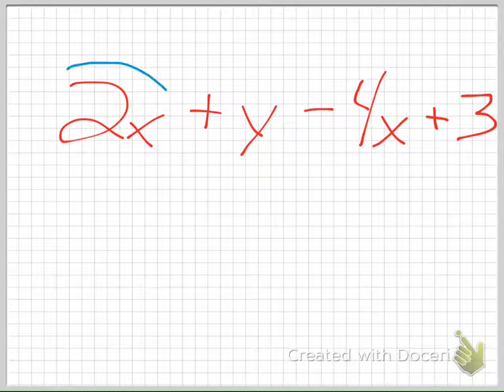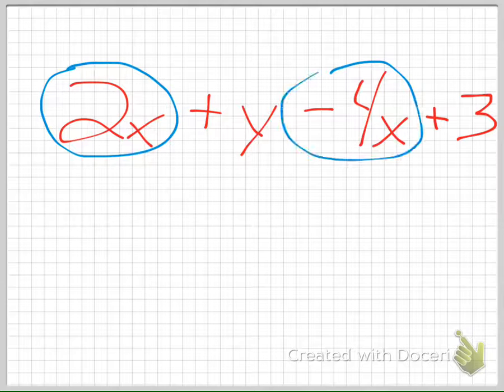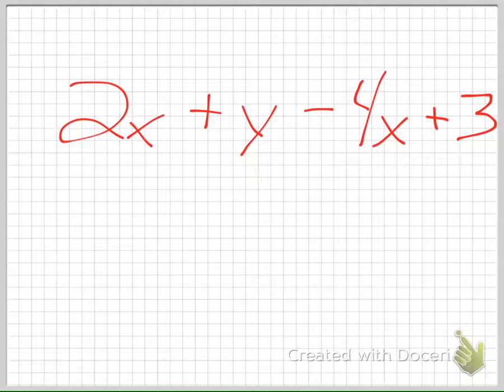But I can combine this 2x with this negative 4x because they're both just x's. Does that make sense? Now, I could not combine them if this was 2x squared. I cannot combine 2x squared and 4x. I can't combine them. They're not the same. They're not like. In order for them to be like, they have to be the exact same variable with the exact same power. Make sense?